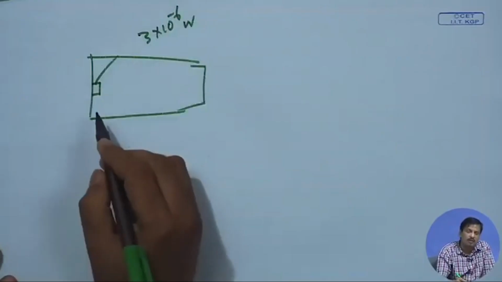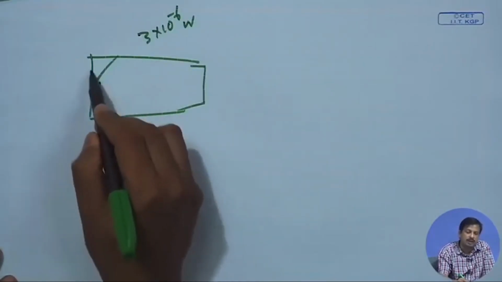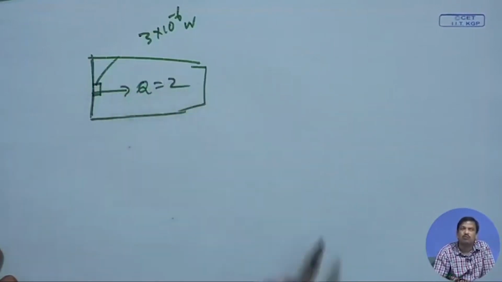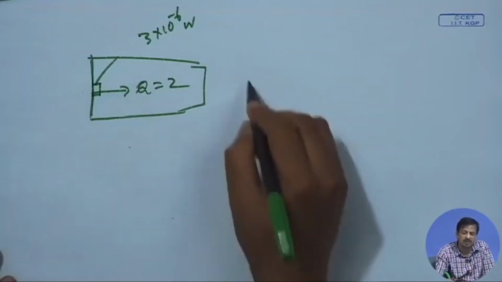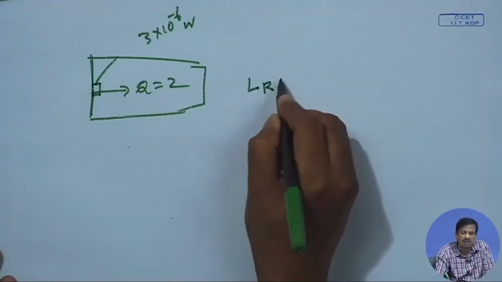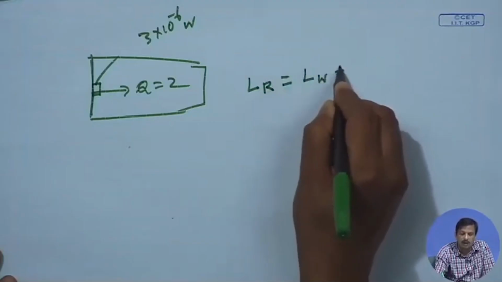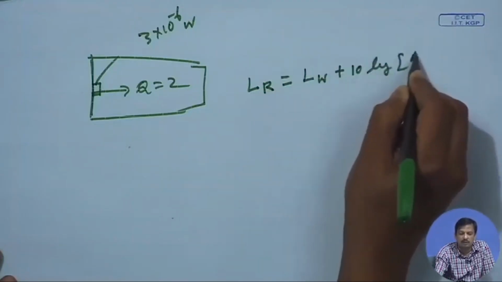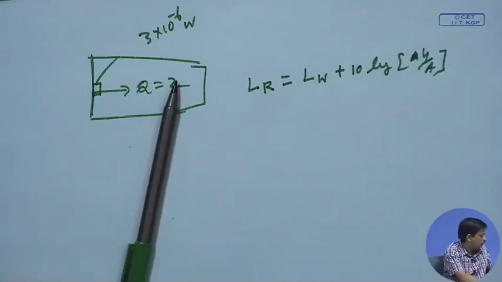Now, if it is placed there, what is the directivity of the loudspeaker? It is placed on a single wall, so Q is nothing but 2. Once I know Q, then what is LR? Reverberation sound level is nothing but the source plus 10 log 4 by A. You know that formula.